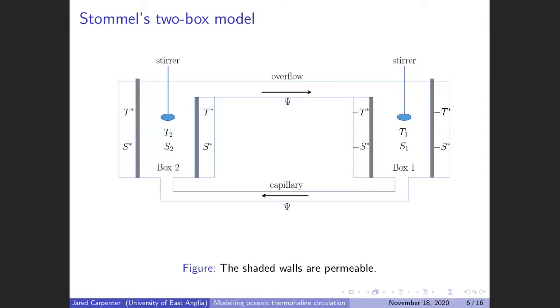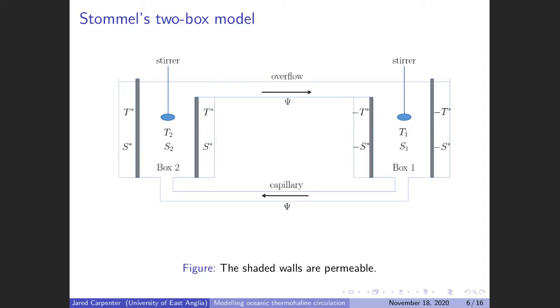And so you've got box 1, box 2. We have the stirrers to represent the well mixing in the kind of experimental situation. You'll see there's a capillary tube and a psi. And psi is the circulation itself, thermohaline circulation. And we'll get to an expression for that in a bit. The overflow is to ensure that the amount of water in each box is always the same. As soon as water leaves one, it is replaced by the other.